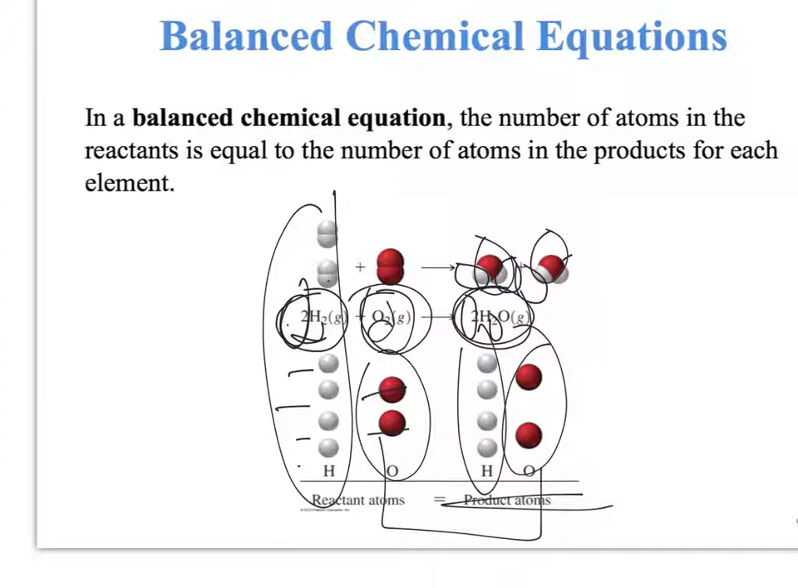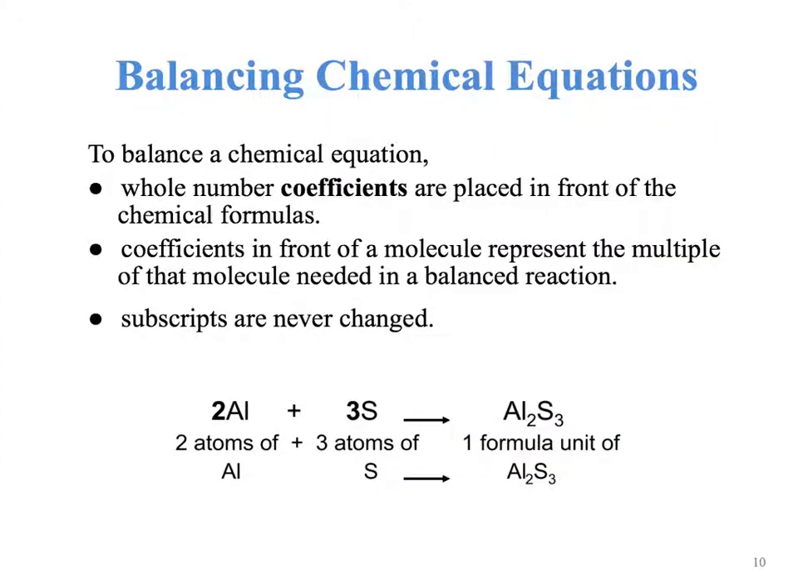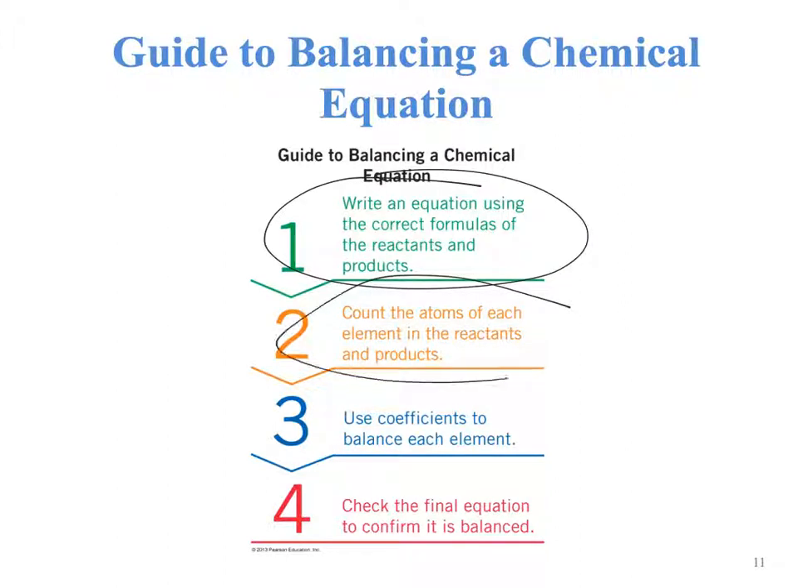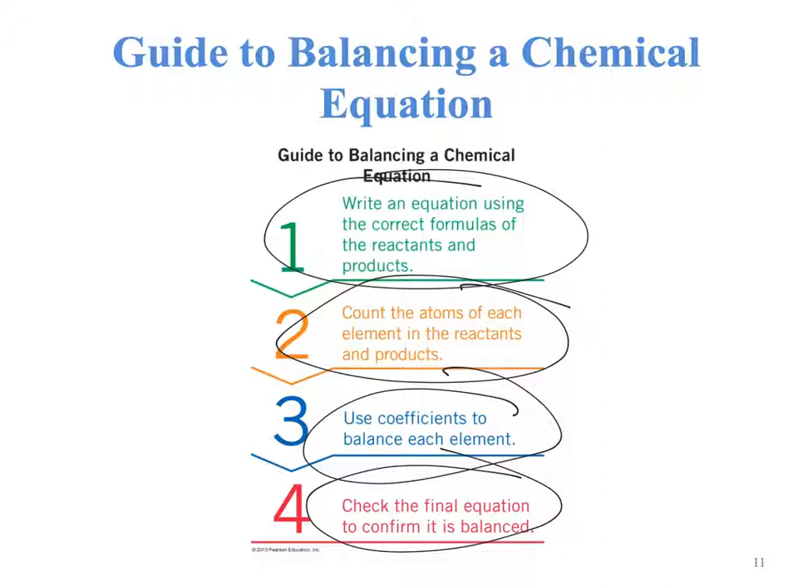The equation is balanced. In order for us to balance a chemical equation, what we need is to have these coefficients here. Please notice that the subscripts are never changed. We never change those, because if we do, we are changing the compound that we have. What we change is the coefficients in front of the substances. So we count the number of atoms and then we balance, changing the coefficients individually in order to have the equation balanced. So the guideline for this is: write the equation, count the atoms of each element, use coefficients to balance them, and then check that everything is balanced.